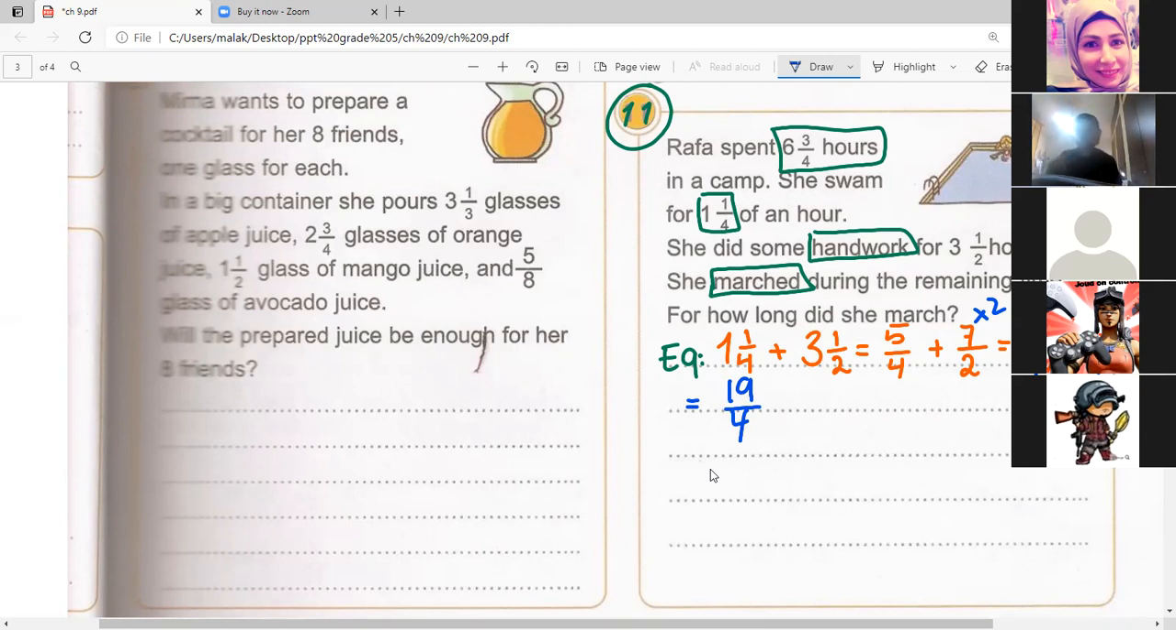19 over 4, approximately how much is it? Which number is very close to 19 in table 4? 16, 4 times 4. So it's a bit more than 4 hours, about 4 hours with 3/4.